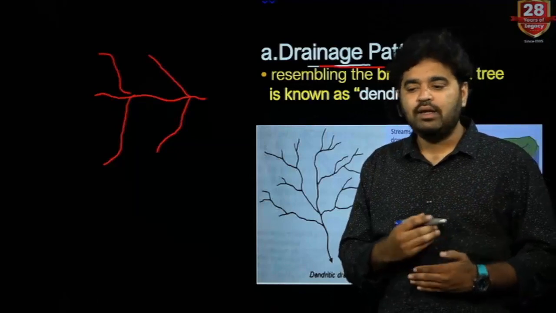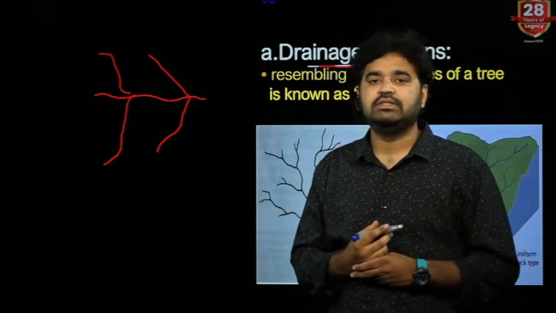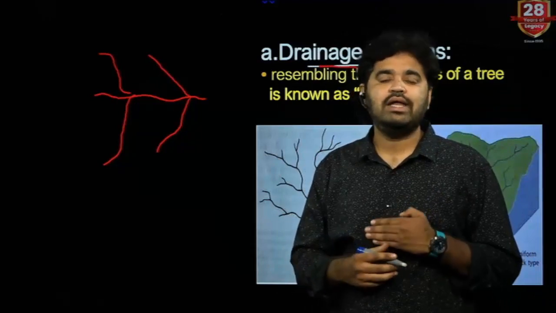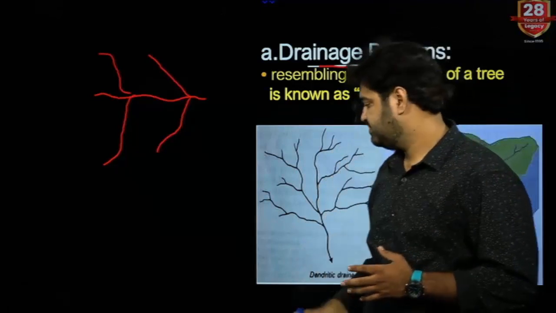In overall, we have 12 river patterns, drainage patterns. However, for the Indian scenario, we should know only 4 patterns. Let's see what those patterns are.